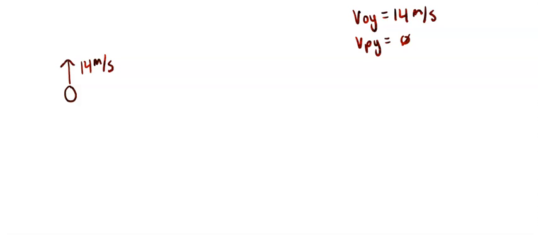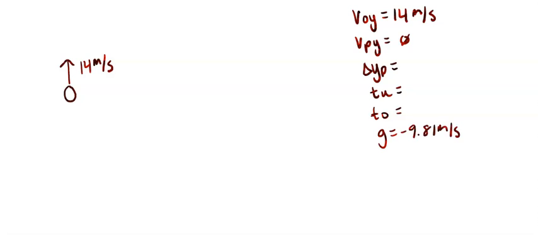So V initial y is 14 meters per second. The velocity that it experiences at the peak is going to be 0. So that means we are going to have a delta y peak, which is the height to get to the peak, time up, which is time to get there, time down, which is time to fall back down to the hand, and then a gravity value of 9.81 meters per second squared. We also are going to have a v final in the y direction, which is going to be negative 14 meters per second because of the symmetry. So the velocity that we start with is the same as the velocity that we end with.